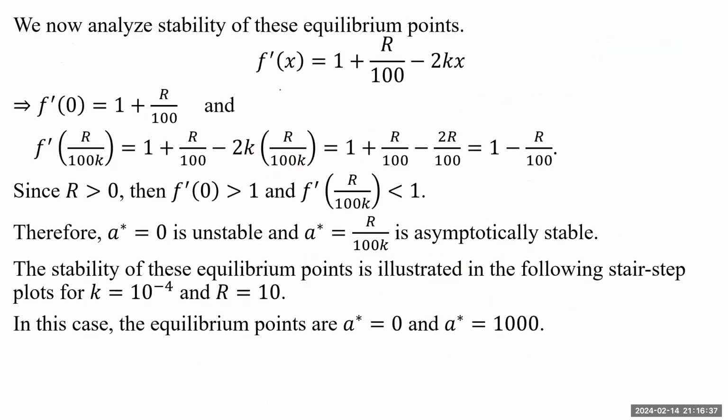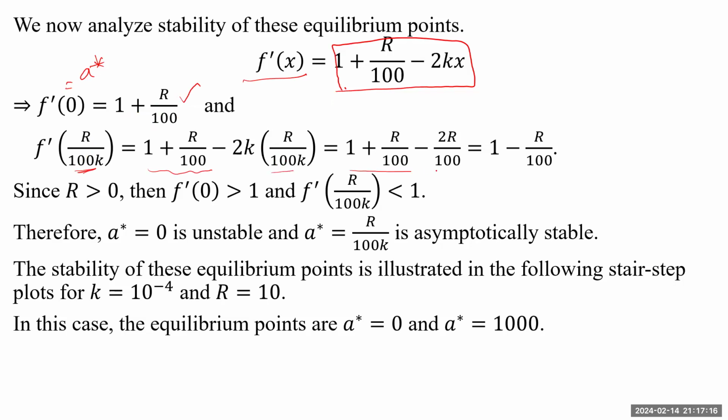The derivative of f(x) equals 1 plus r over 100 minus 2kx. This is the derivative, right? So in place of x, if you put 0, which is one of the equilibrium points, then you will get 1 plus r over 100, right? And if you put r over 100k, this is another equilibrium point, in this equation: 1 plus r over 100 minus 2k times r over 100k.